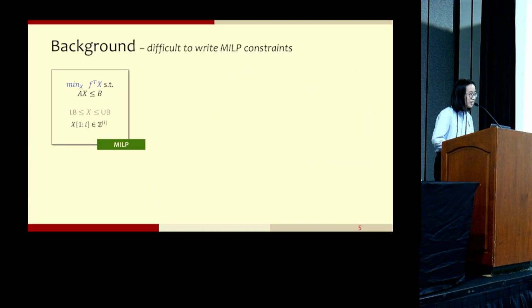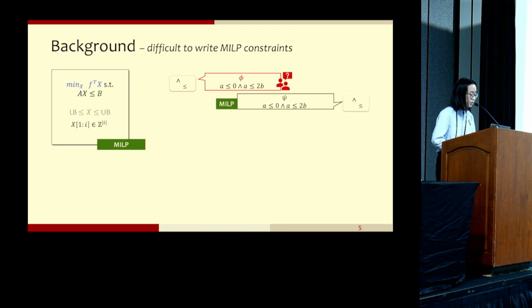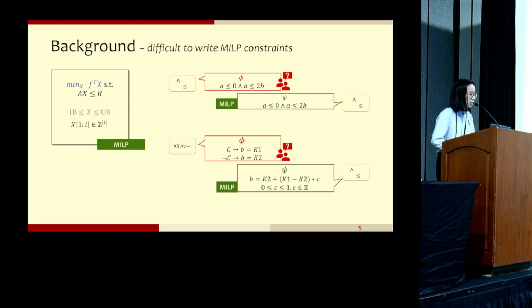However, it is difficult to write those correct MILP models because they are less expressive than SMT. For instance, if you are provided with a conjunction of linear constraints, you could directly use them because they are already in the linear format. However, what if you are provided with a Boolean constraint? Then you probably need to treat this Boolean variable as an integer and then rewrite this logical implication as a linear formula and also make sure they are still equivalent.